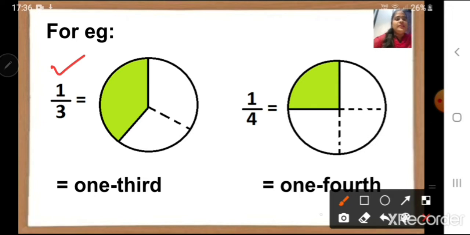Now next one is your circle divided into 4 equal parts. Children, now here the fraction of this shaded portion will be 1 upon 4, correct? Because one part is shaded out of 4 equal parts. So it is 1 upon 4. But when we write in words, we write it as 1/4. Okay? 1/4. 1 is for numerator and 4th is for denominator.